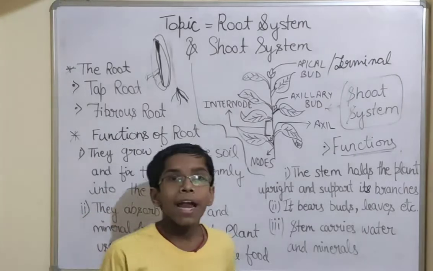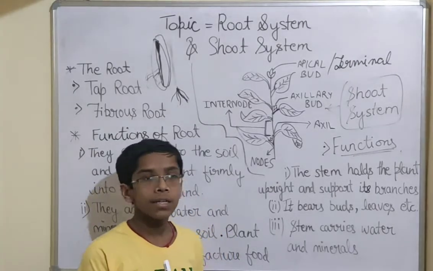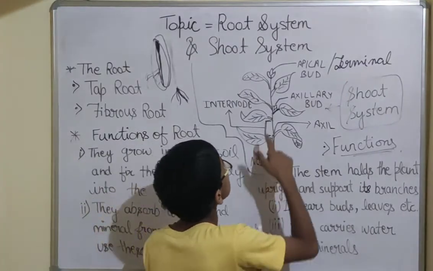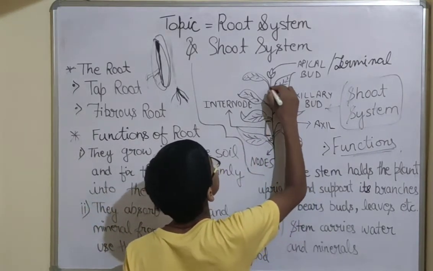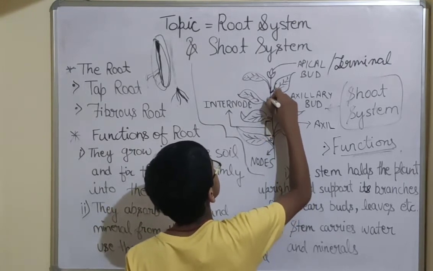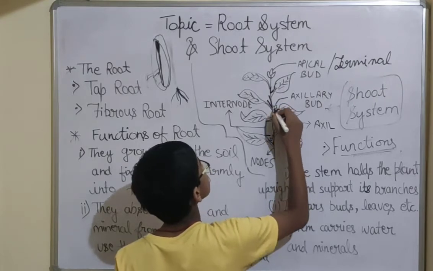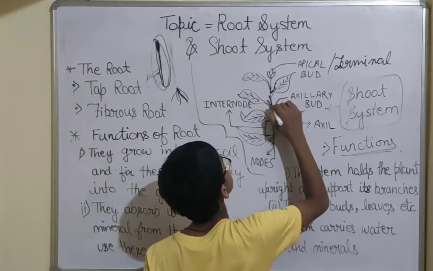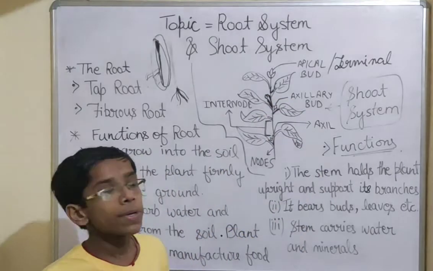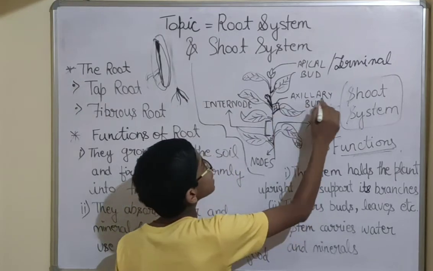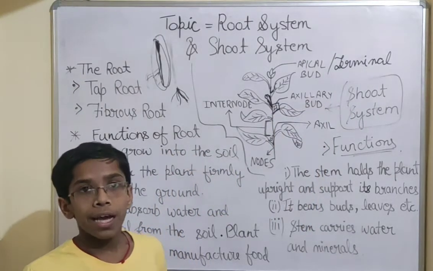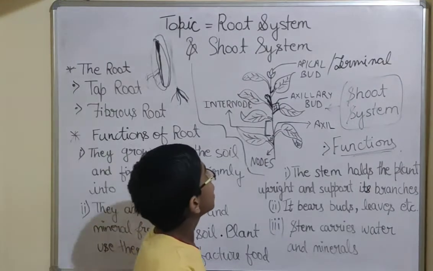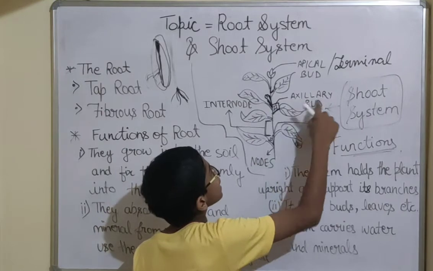Okay, and when the stem bears a bud at the axil. What is the axil? The axil is the angle between the stem and the leaf. This angle is known as the axil. And when a bud arises from this axil, it forms an axillary bud. You can see here, it forms an axillary bud. So the bud which arises from the axil, the angle between the stem and its leaf, is known as an axillary bud.